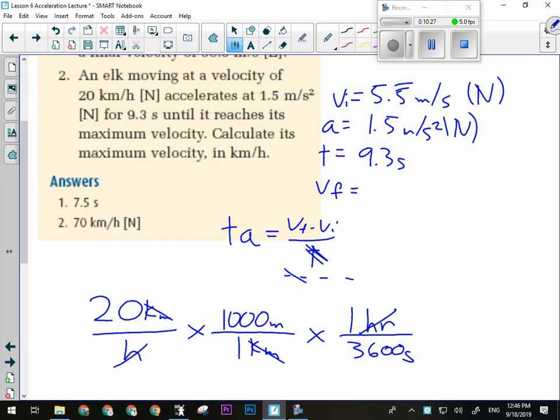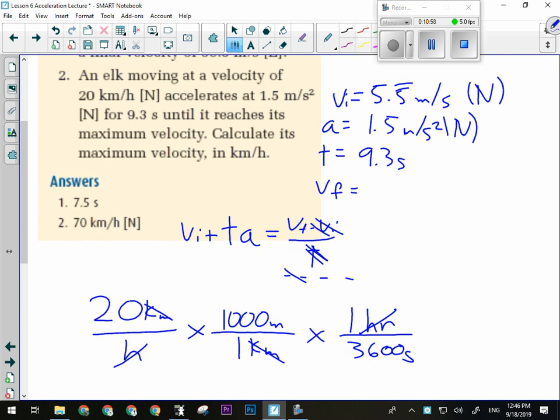All right, so here's what I want you to realize about this equation right now. VF minus VI is the change in velocity. That equals T times A. If I move VI over here, I'm saying take the initial velocity and add it to the change in velocity, and that will give you the final velocity. That should make sense logically. I started with this much, I changed by this much. When I add them together, I get my final velocity. Everybody all right with that?